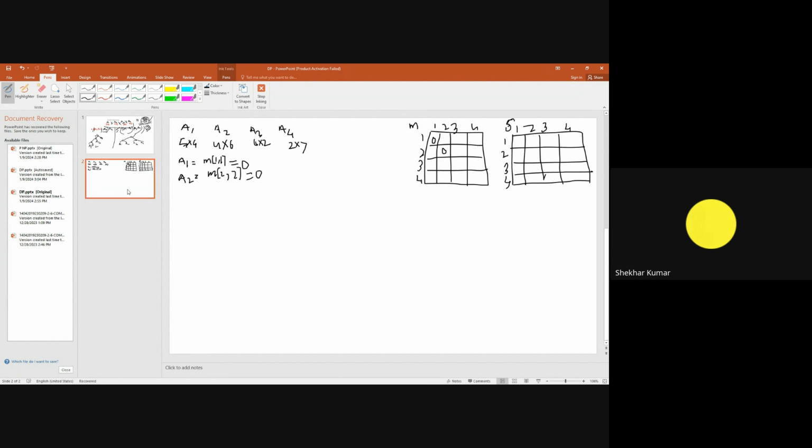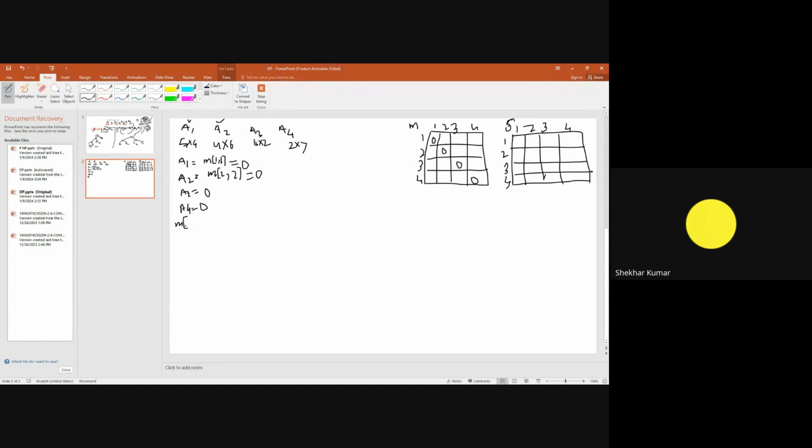Same as A3, the value will also be 0. I will write it down here. And for A4, the value will also be 0 in the first step. Now I'm in the next step. Now I'm multiplying these two matrices, A1 and A2.